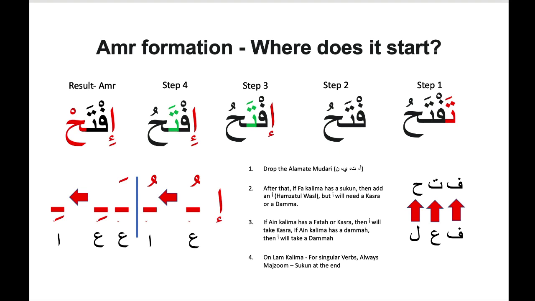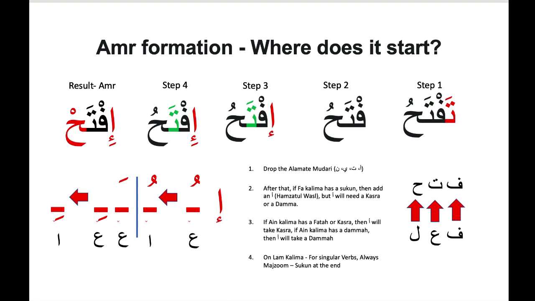So taftahu, ta is the alamate mudariyu, a mudariyu verb. To make Amr, this alamate mudari needs to be deleted. So when the ta is removed from taftahu, now we have got in step 1 fa with sukun, ta with fatha, and hu with dhamma.